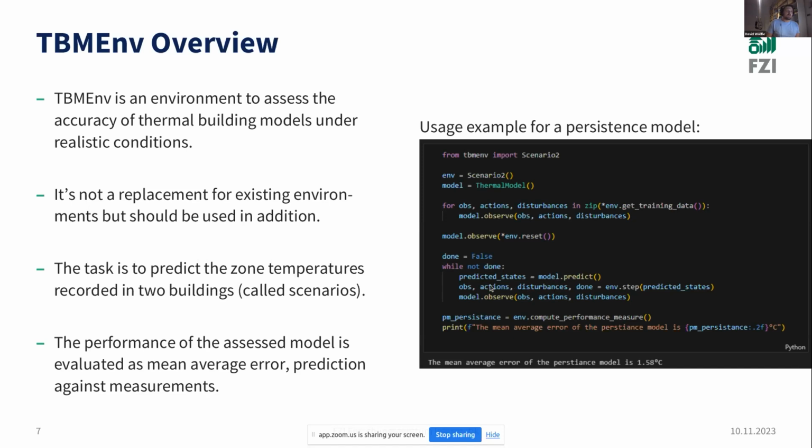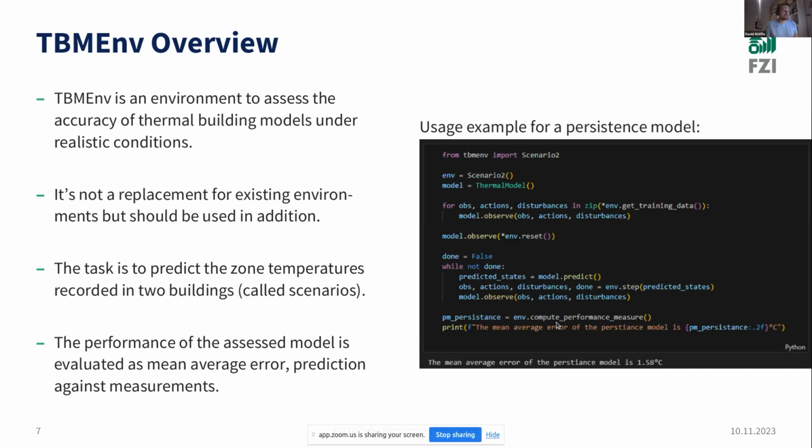Then what we're going to do is present these predictions to the environment. The environment will emit a new set of observations, actions, and disturbances. The model should take all of these and then iterate and predict the next array of observations for the next 24 hours. So it's just an ongoing process which iterates over time. And after we've done all that, and the environment has reached the end of our data, we can use it to compute a performance measure.